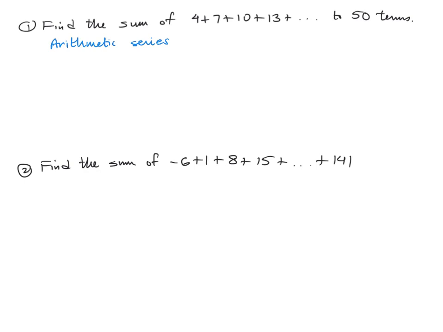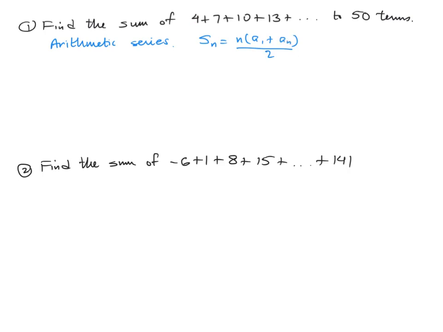Because we've identified it as an arithmetic series, we know the formula Sn is going to be n times a1 plus an, all over 2. So what of this formula do I already know? Well, it said 50 terms. That's n. The number of terms is 50. a1 is the first term, so that's the 4. 2, of course, is just a number. an is the thing we don't know.